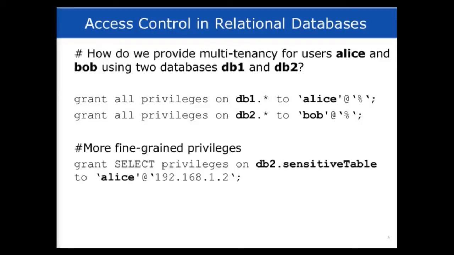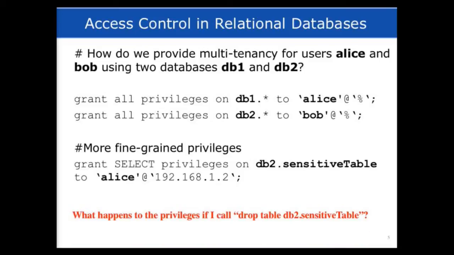And you can go even lower down in the database. You can say, okay, I want more fine-grained privileges, such as read access on this sensitive table to Alice, so long as she's logging in from this particular IP address. And this is all fine and well. And what's really nice with databases is that these privileges can be linked to the actual data sources.